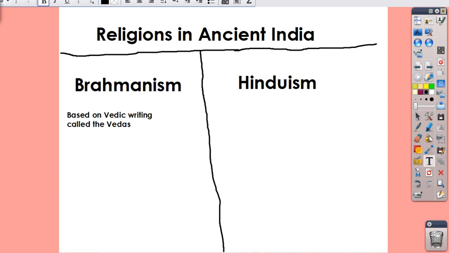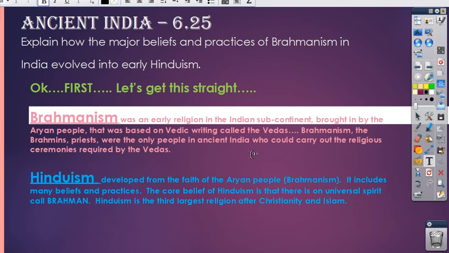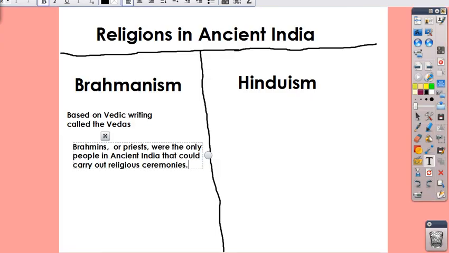Alright, next note, we're going to switch back to this and see if there's anything else we need here. Brahmanism, or the Brahmins, were priests, and they were the only people in ancient India who could carry out religious ceremonies. So we're going to add that to our notes as well. Alright, so I have my note here. Brahmins, or priests, were the only people in ancient India that could carry out religious ceremonies. They were considered members of the Varna. The Varna is one of the social classes in ancient India, and the priests were considered the most powerful in that caste system. And we haven't talked about the caste system in India yet, but we will. So they were the only ones who could carry out religious ceremonies.